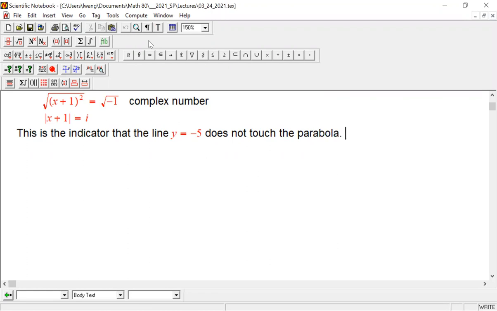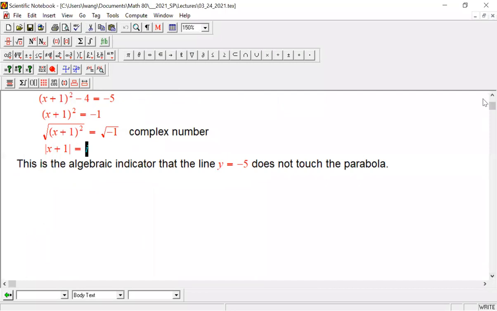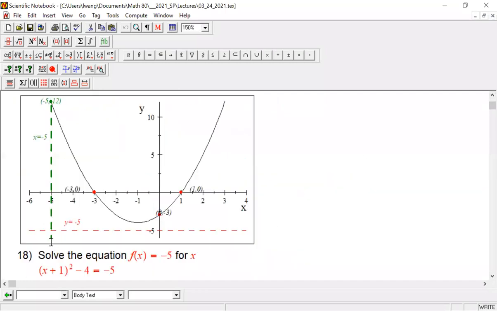Even if you don't graph it, when you just work it out, this is the algebraic indicator that there's no touch. Whenever you get a complex number, geometrically, it tells you the curve does not touch. The horizontal line, the red, does not touch the curve. No touch. When there's a complex number, there's no touch. Did you hear that? So there's no point.